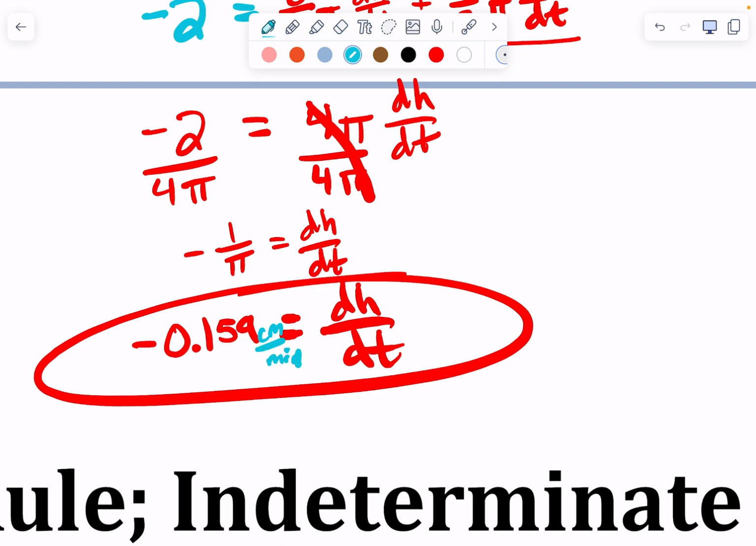Now, it will speed up, though, because the height is changing, and it's going to start to speed up as it goes out, right? So it might reach like negative 0.3 centimeters per minute as it gets all the way down near the bottom.